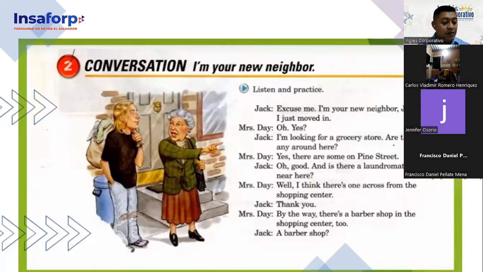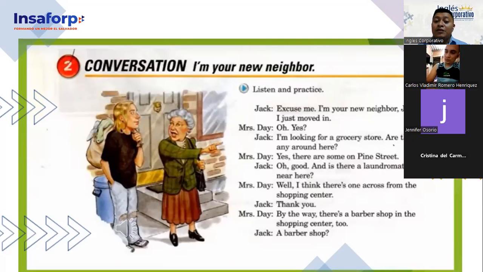The laundry. The laundromat. The laundromat, and which other place? He wants to buy food, right? So he's looking for a shopping center. Shopping center, maybe, but grocery store. A grocery store. Barber shop. Okay, he's looking for the two first places, laundromat and grocery store.